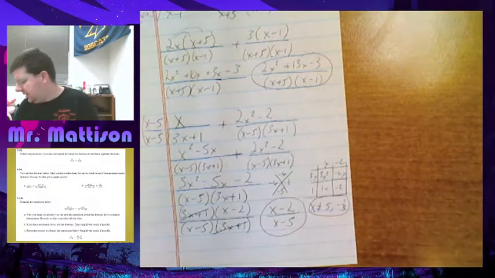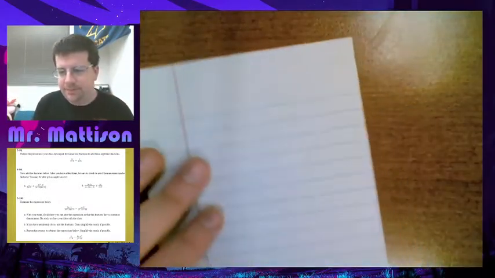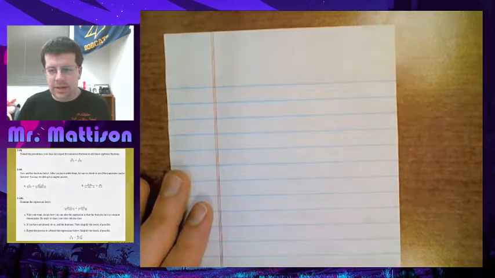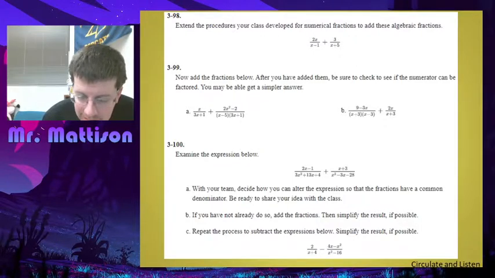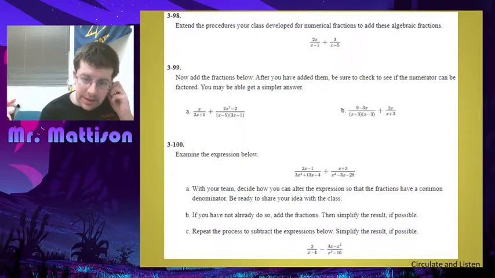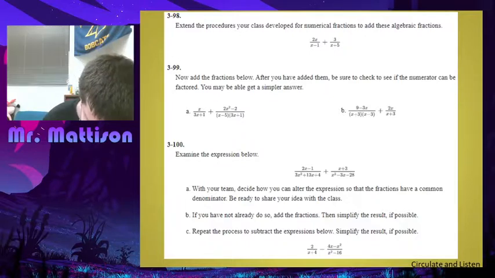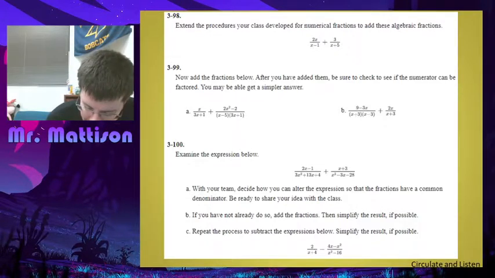So let's take a look at the second one. I'm going to get some fresh paper here, so just hold on a moment. Okay. For the second one, let's make it bigger so I can see it easier. I apologize. It's going to be 9 minus 3x over x plus 3, x minus 3, plus 2x over x plus 3.